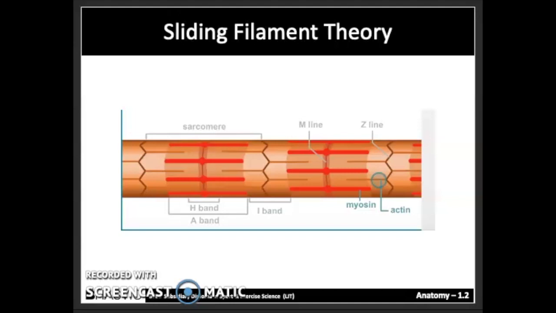The A band is the section of myofibril containing the myosin filaments, and a sarcomere is one of the segments into which a fibril of muscle is divided.